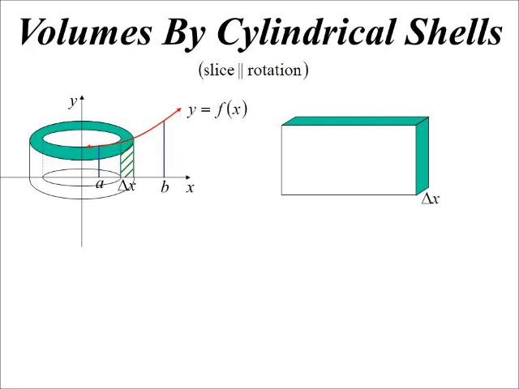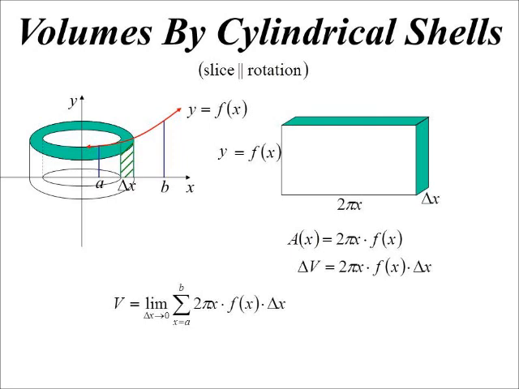So I want everything in terms of x this time. The height would be the y value, so whatever the function is. And the width of it would end up being the circumference of the shape. Now the radius of this cylinder is the x value, so the circumference would be 2 pi x. And so that gives us an area of the face of our slice of 2 pi x times whatever function x is. Then delta V is 2 pi x f(x) delta x, and we can carry on like normal and go, okay, well that's the limit, and so on.